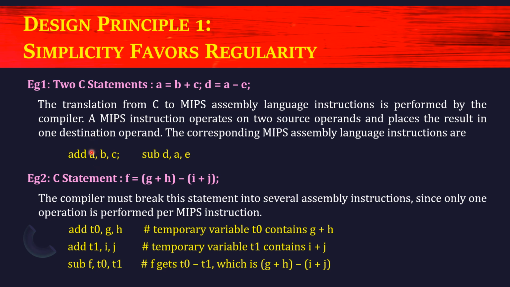When we look into these statements, we can see that every MIPS instruction operates on two source operands and places the result in the destination operand. And we can perform only one operation per MIPS instruction. So all the instructions are very simple.